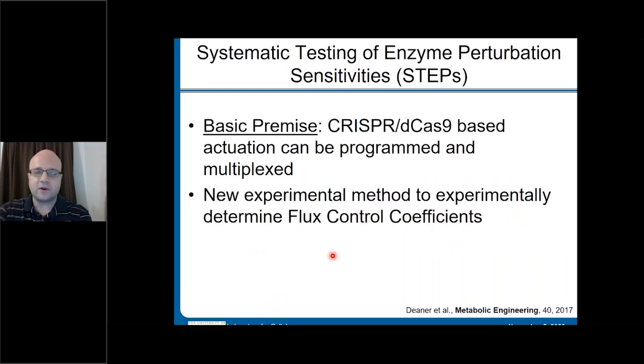So we started some of this work in our lab a couple of years ago, developing a technique that we call STEPS, which is systematic testing of enzyme perturbation sensitivities. Our basic premise is that we can use CRISPR-Cas9 based actuation of gene expression and look at that singly or in a multiplex fashion across pathway enzymes. This is a way to experimentally validate and confirm what the flux control coefficients are for a given pathway of interest, meaning we can use these tools to tune up or down the expression of every single step along the way and see the impact that has on the downstream part of the pathway.